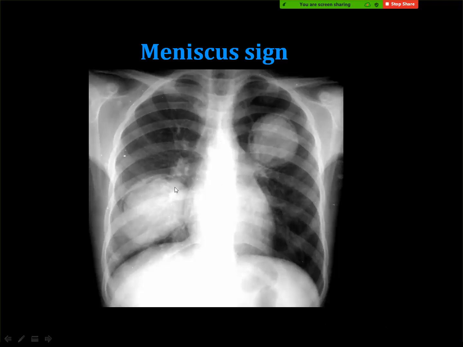And this is the halo sign, where you see air in the wall of the lesion. This is very important. If you see this and you diagnose it as metastasis, you did a very big mistake. Then you should look carefully for the masses in the lung. If you see air in the wall, which is known as the halo sign or the meniscus sign, which is one of the pathognomonic features of hydatid cyst.